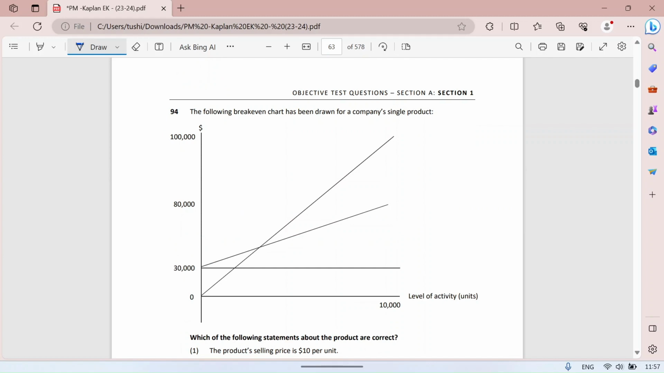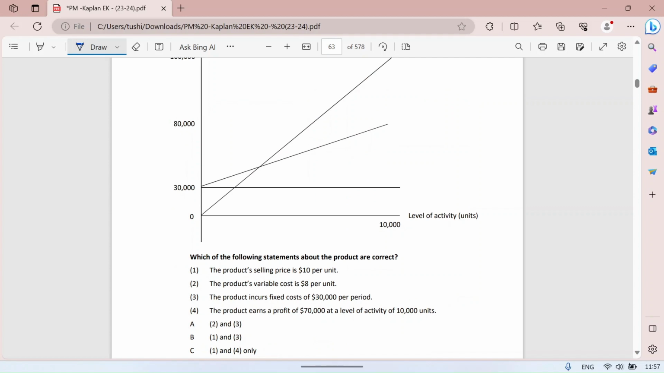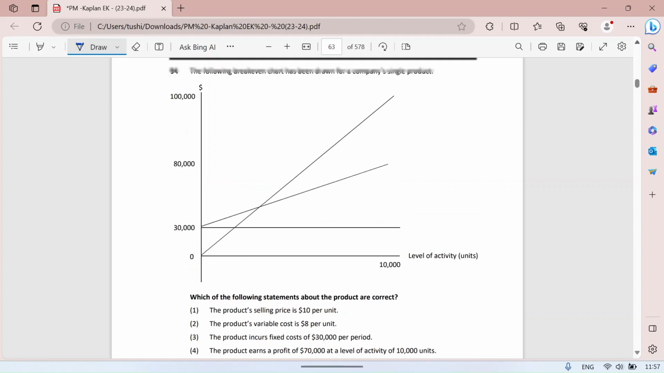Right. So we have the break even chart given to us. We have level of activity, and we have to tell which of the statements about the product is correct. So we see over here that statement one says the product selling price is $10 per unit. Now, how do we find that out?